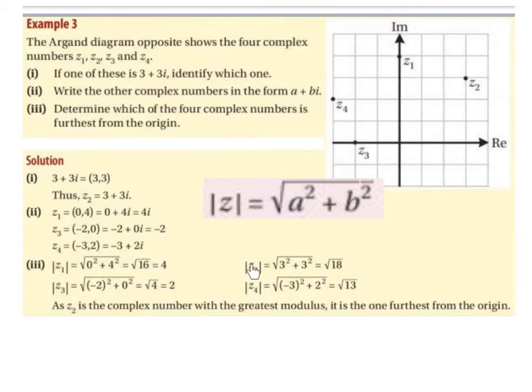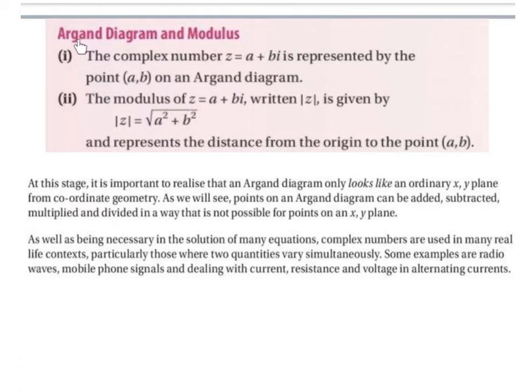The modulus of z2 will be the square root of 3 squared plus 3 squared, which is the square root of 18. The modulus of z3 is the square root of minus 2 squared plus 0 squared, which is the square root of 4, which is 2. And the modulus of z4 is the square root of minus 3 squared plus 2 squared, which is equal to root 13. As z2 is the complex number with the greatest modulus, root 18, it is the one furthest from the origin. Argand diagram and modulus.